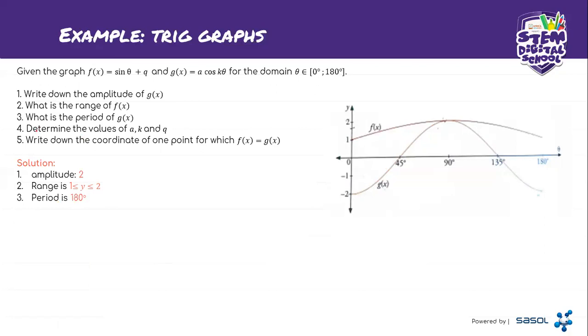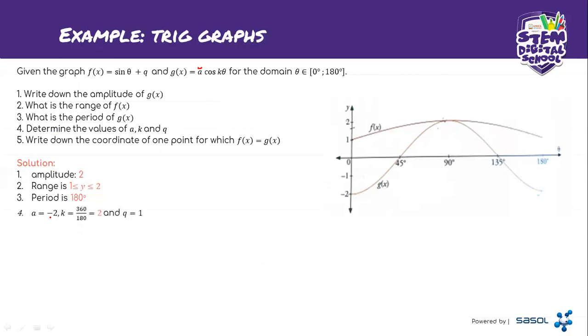And number 4, it says determine the value of A, K, and Q. Where's A? Here is A. And remember earlier on we also explained that A, the coefficient of cos, does affect the shape and also the amplitude. And already we have determined the amplitude. In this case, I think the amplitude was 2, hence the answer is going to be 2. The value of A is going to be 2.